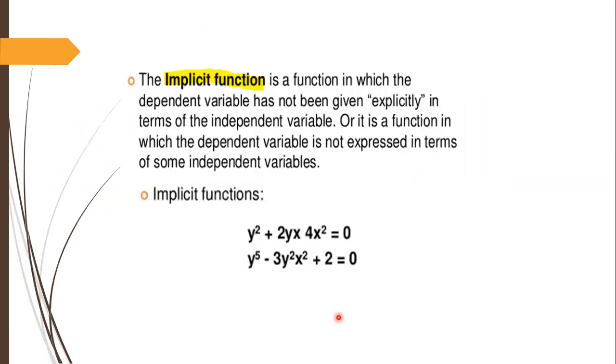The second thing we studied last time is the implicit function. The function is called an implicit function if the dependent variable is not expressed explicitly in terms of the independent variable, like y square plus 2xy plus 4x square is equal to 0, and y^5 minus 3x square y square plus 2 is equal to 0. These are some examples of implicit functions.